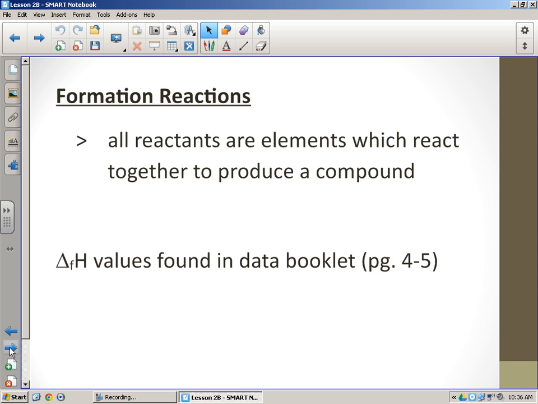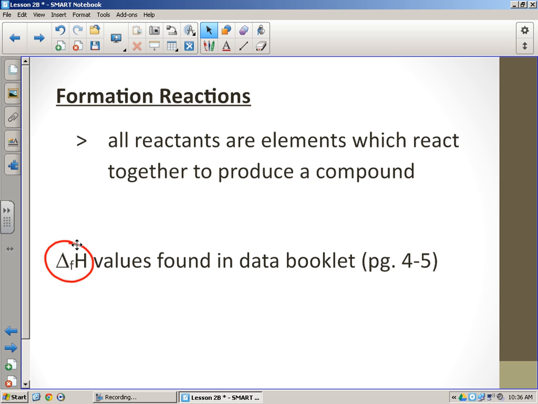And a formation reaction, make sure, listen closely, each element by itself, okay? We'll give you an example of decomposition, what we're talking about here, but formation is each element by itself reacts to form some type of compound, okay? The heats of formation, is what that's called, is found in the data booklet.